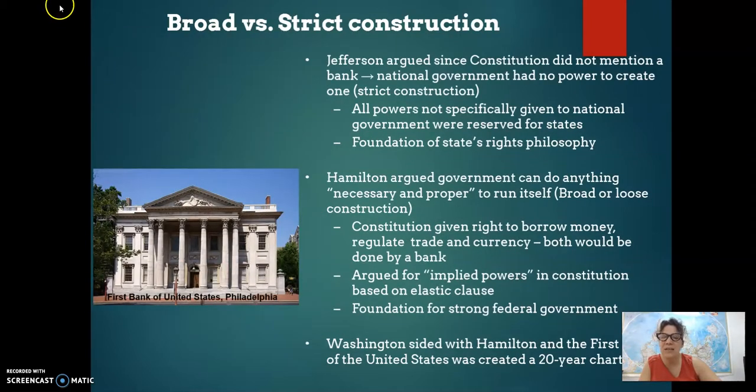The debate really dealt with the rights of government officials under the Constitution. As Hamilton was a broad constructionist, Jefferson was a strict constructionist. Hamilton really played off of Article 1 and the necessary and proper clause. He argued that there were implied powers in the Constitution that gave him the right to create a national bank.